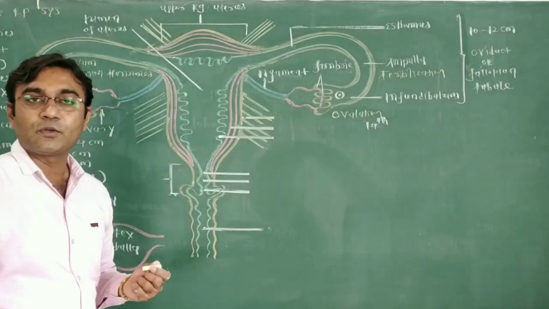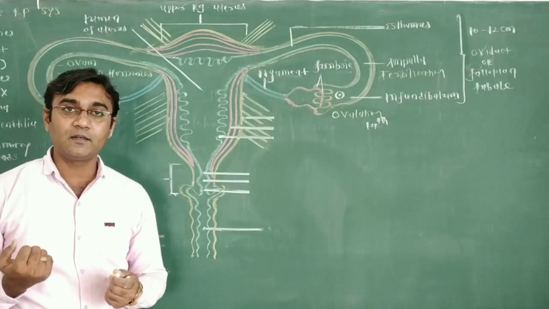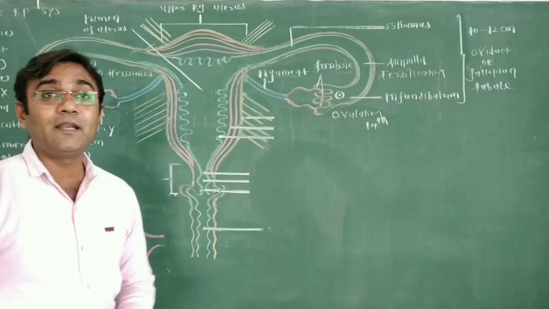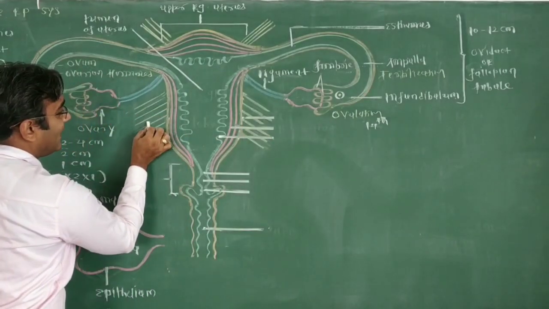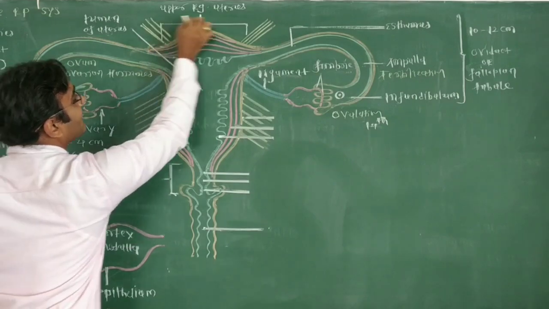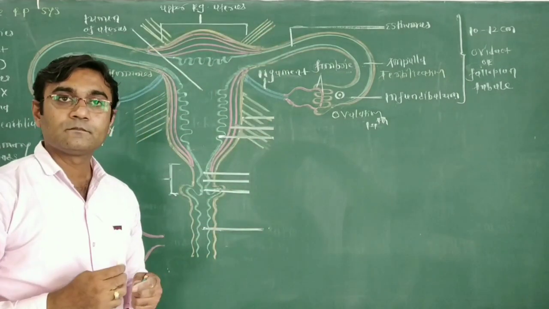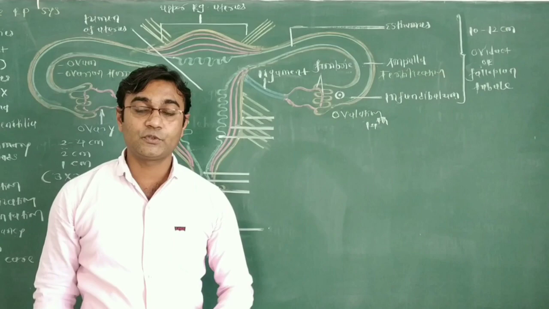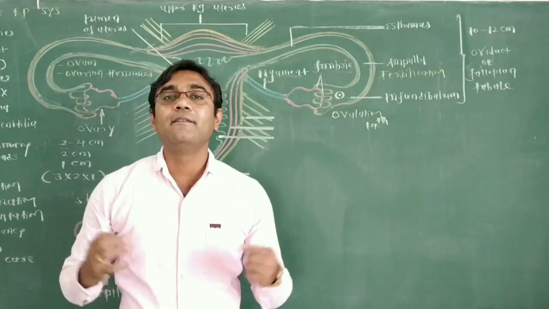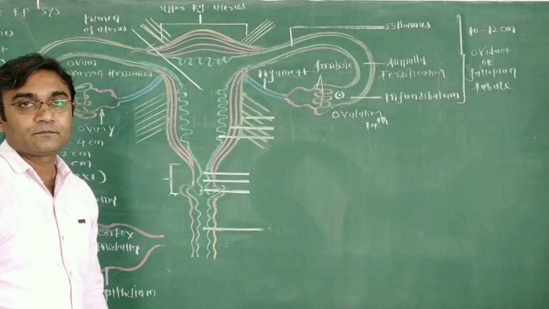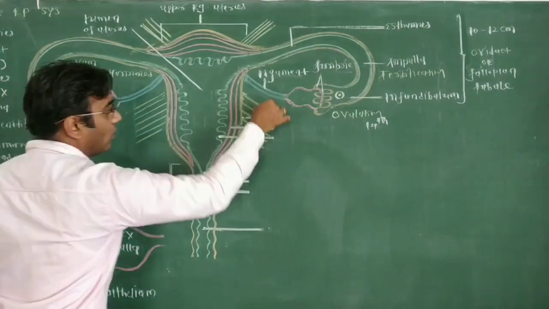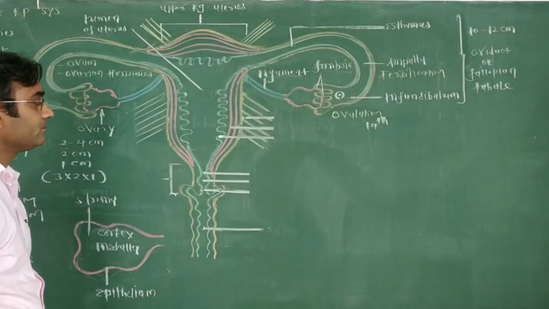The uterus, which we can also call the womb of the mother, is situated in the abdominal region and supported by the uterine ligament. This is the uterine ligament, which is attached to the wall of the pelvic region.